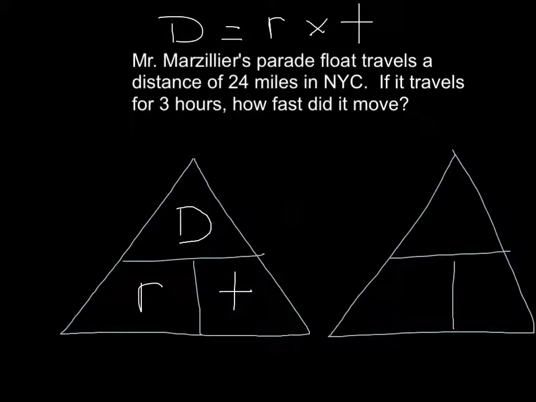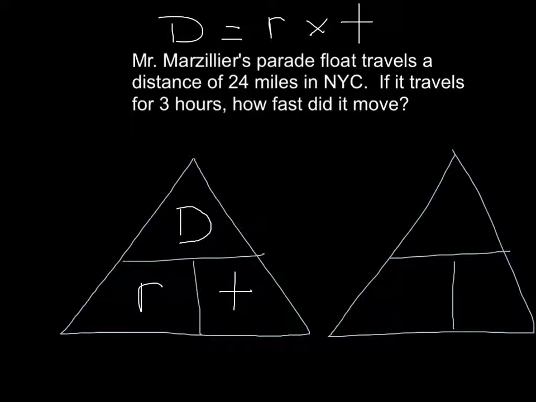So you can plug in your values wherever you want. And as long as you use the values and plug them in correctly in the actual triangle, then the relationships are easy to see, and it's as simple as calculating the answer and moving on. So let's try this one. Mr. Marzillier's parade float, you knew I was going to give you this one, travels a distance of 24 miles in New York City. If it travels for 3 hours, how fast did it move?